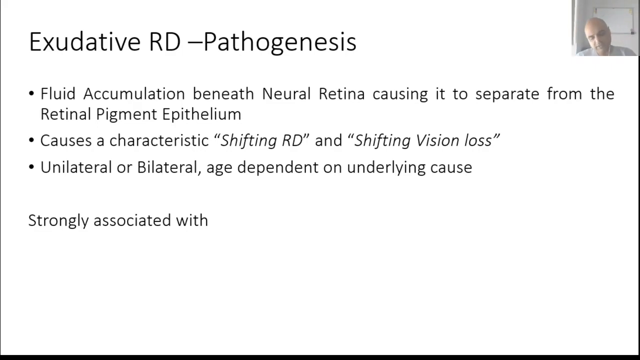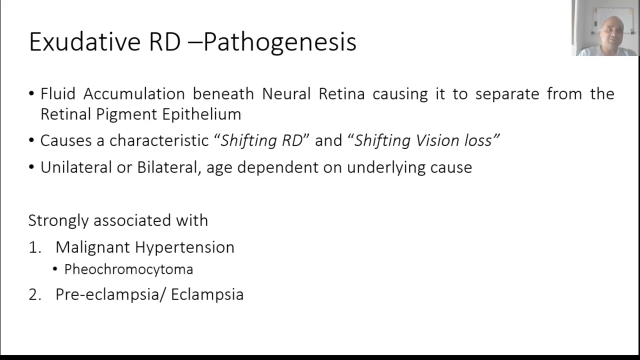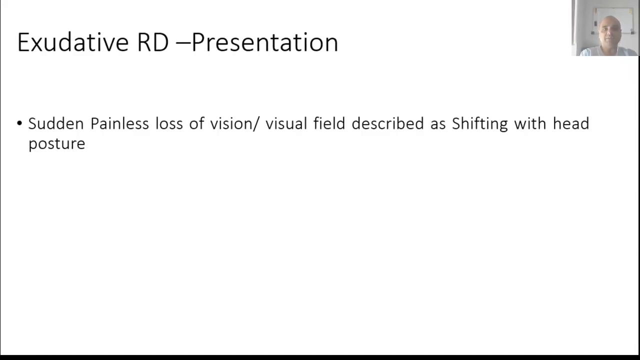So as the patient moves his or her head, the area of the detachment would move, and the visual symptoms would also change their position, i.e. the visual loss would change depending upon where the fluid is and which part of the retina is detached. It can be unilateral or bilateral, depending upon the underlying cause. It is strongly associated with malignant hypertension, specifically pheochromocytoma, which would make it young males, and eclampsia and preeclampsia, which would then make a female who is pregnant and may have presented with pregnancy-induced hypertension.